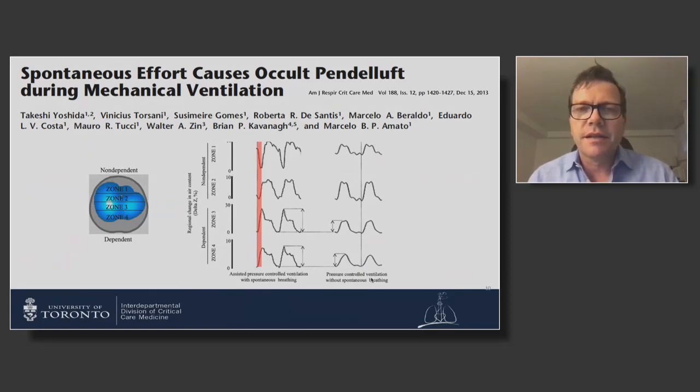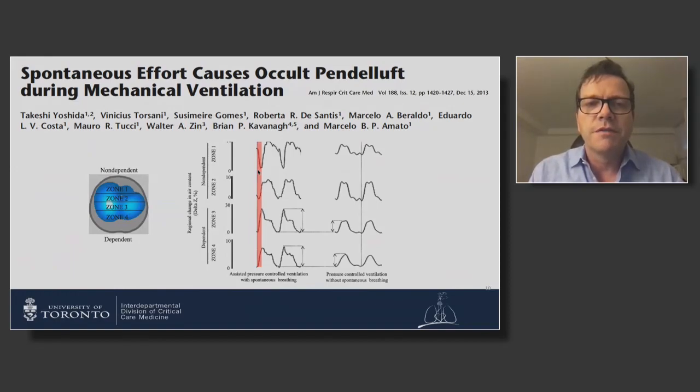And in this nice pig experiment here, Takeshi Yoshida showed that when these animals were breathing spontaneously, there were large parts of the breath that initially went to the bottom of the lung, and then in the same breath, they all went to the top of the lung. So although the overall size of the breath was relatively normal, it was functioning like a double breath because all of it was going to one part and then later shifting to another part. And that's a phenomenon called Pendelluft, the German literally for swinging air.